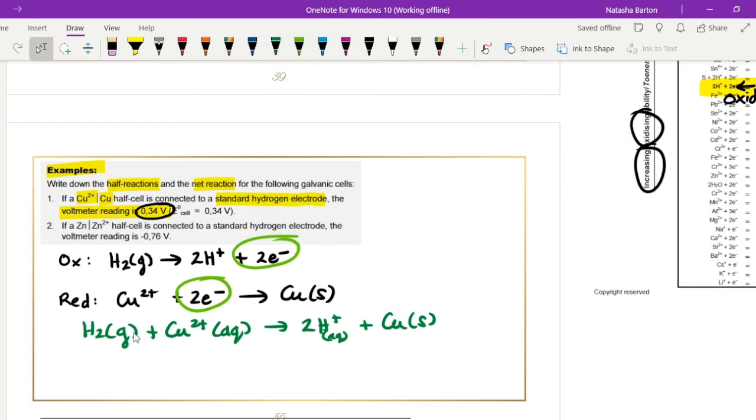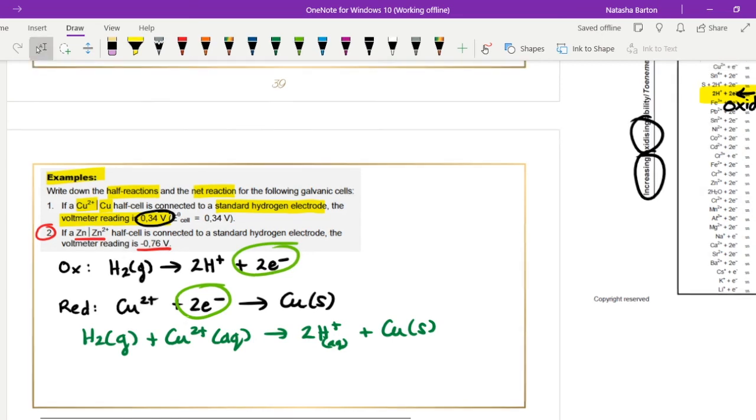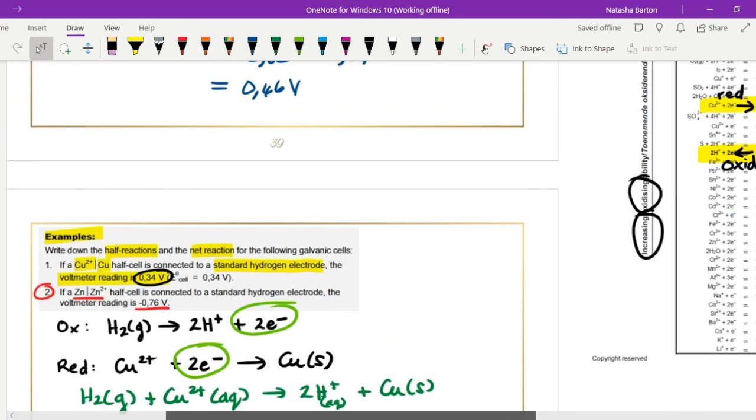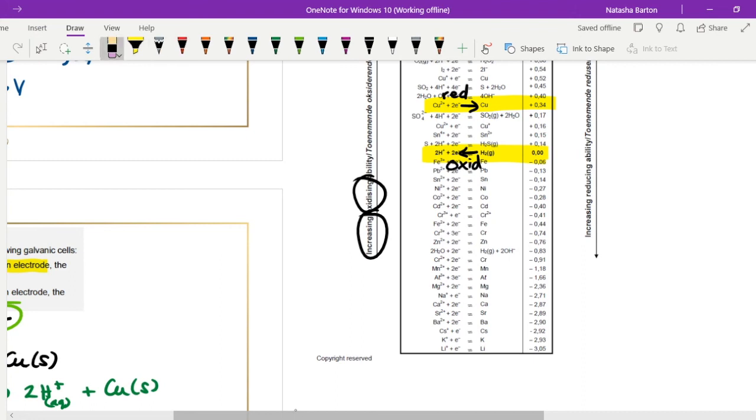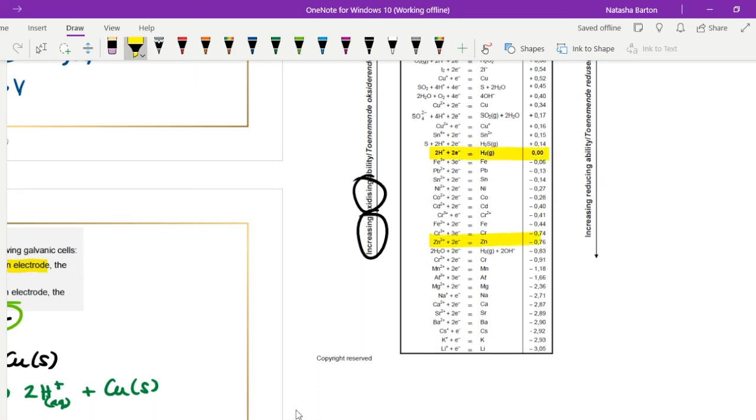On to question 2, they say if a zinc half cell is connected to a standard hydrogen electrode, the reading is negative 0,76. Again, I don't remember what the negative means off by heart. I simply go to my table again and then I see where everything else is. Here's hydrogen. My zinc half cell is down there. At the top, since these are galvanic cells, there's reduction, here's oxidation.